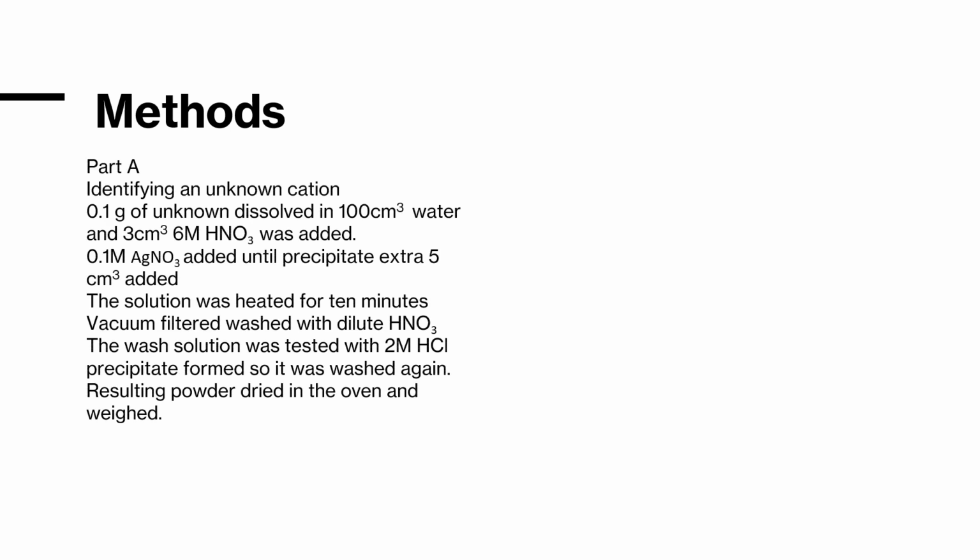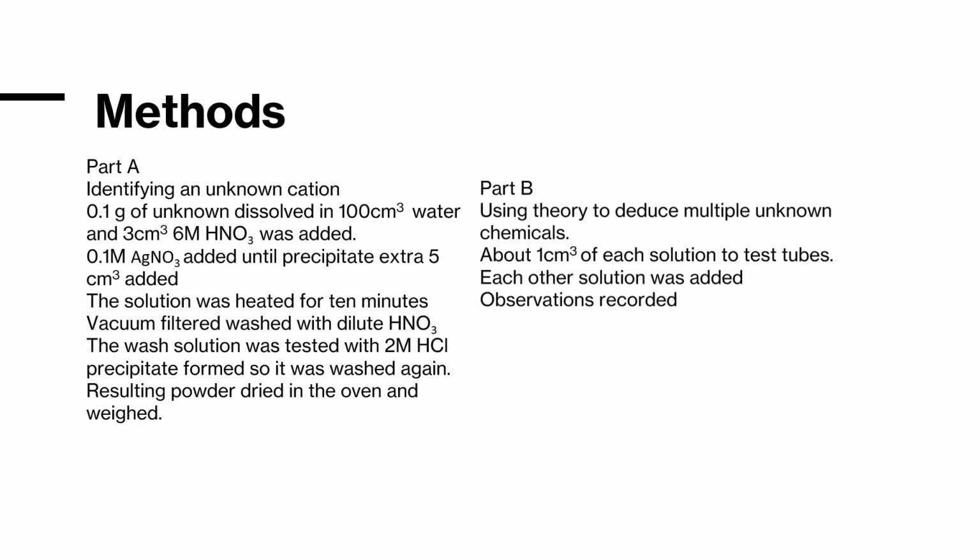What did we do? The lab was split into two parts, Part A and Part B. Part A involved identifying an unknown cation, and Part B used theory to deduce multiple unknown chemicals. Part A started by taking 0.1 grams of an unknown chloride and dissolving it in 100 centimeters cubed of water and adding 3 centimeters cubed of 6 molar nitric acid. 0.1 molar silver nitrate was then added until a precipitate formed, which was the silver chloride coagulating.